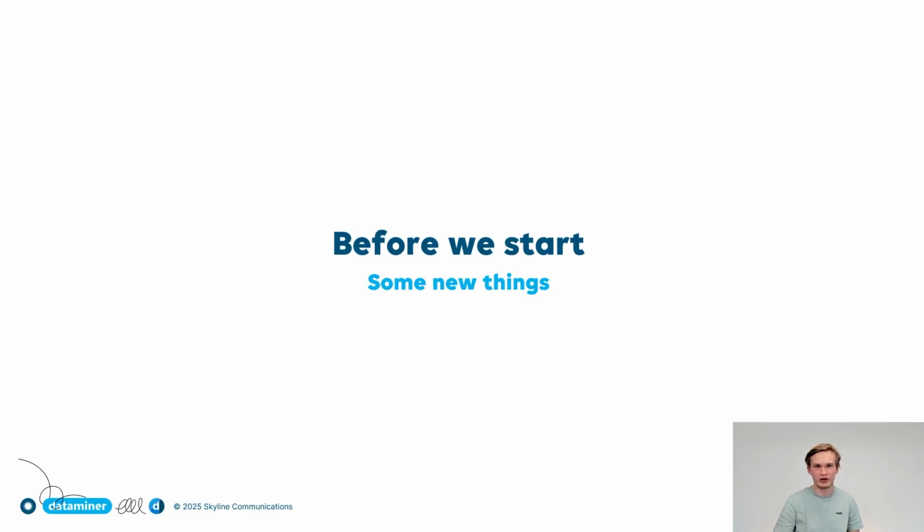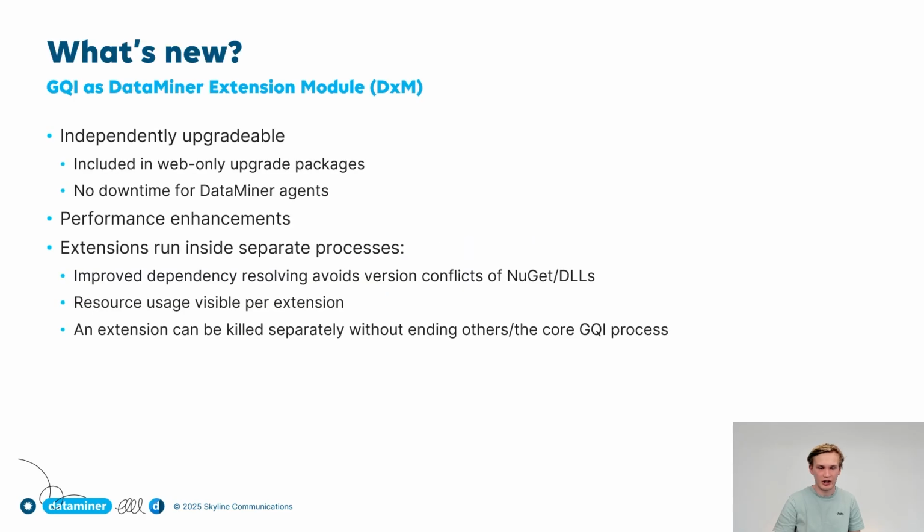But as a bit of an introduction and also as a bit of an extra announcement, compared to previously where GKI ran as part of an SL helper process, it is now a DXM, which means that compared to previously where you had to update your whole DataMiner system, which came with downtime and full restarts, the DXM can now be independently updated, which is a much improvement. This also has performance improvements, and the extensions run as separate processes now.